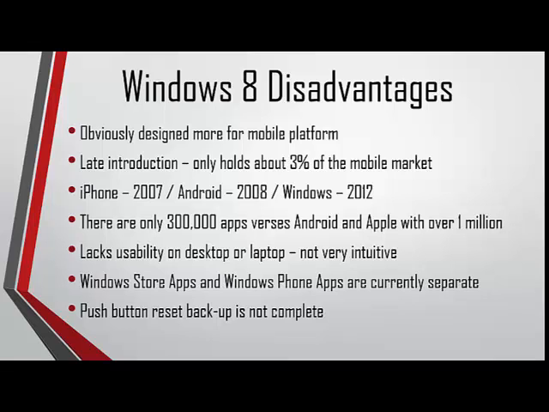Windows 8 lacks usability on desktops or laptops, and it's not as intuitive on those particular setups. Windows Store apps and Windows Phone apps are currently separate, so if you download an application on your computer, it's likely that it won't transfer over to a mobile device like your phone or a tablet. And the push-button reset backup is not complete yet. There are settings and things like that that will be missed.